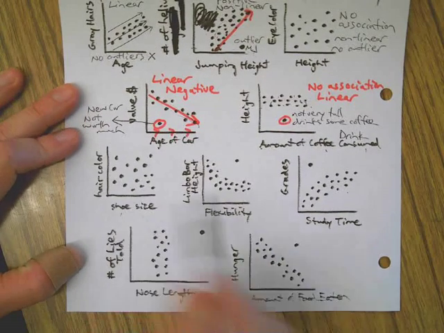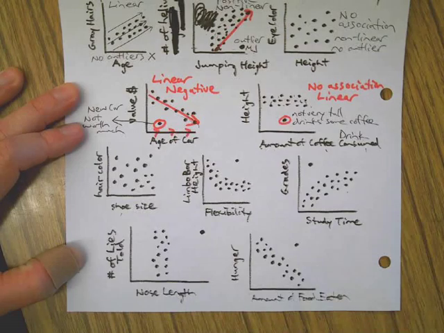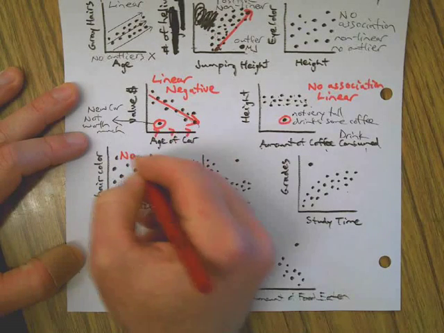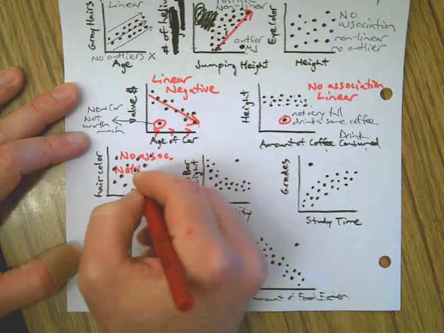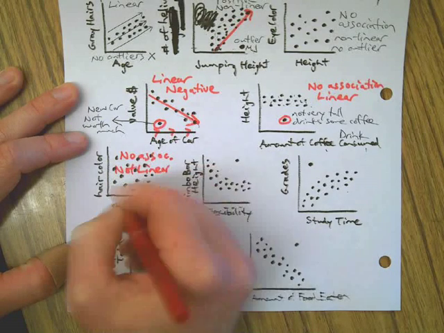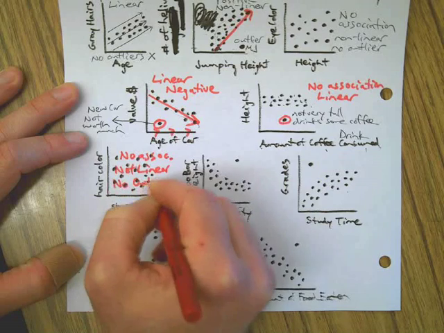Here we go. Shoe size and hair color. No association. Not linear, because it's just scattered all over the place. And there are no outliers.